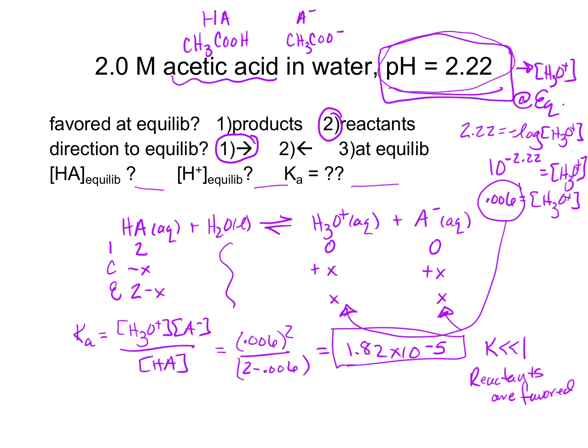So the question could ask, what's the H plus at equilibrium, and not ask you to do the whole ice table. I only need to do the ice table in this particular case to solve for K. Because I can use the pH to directly get the H plus concentration. But that's a really important point, that only if you have a strong acid or base can you take the concentration straight into the pH formula.